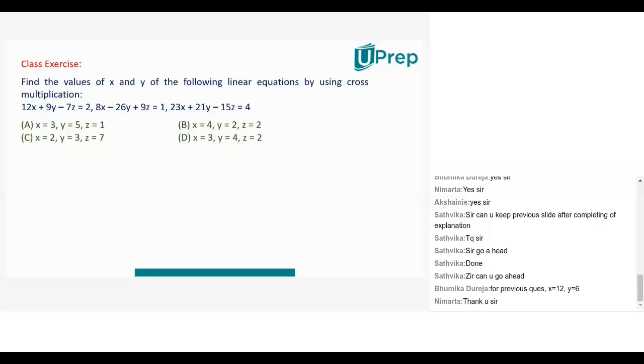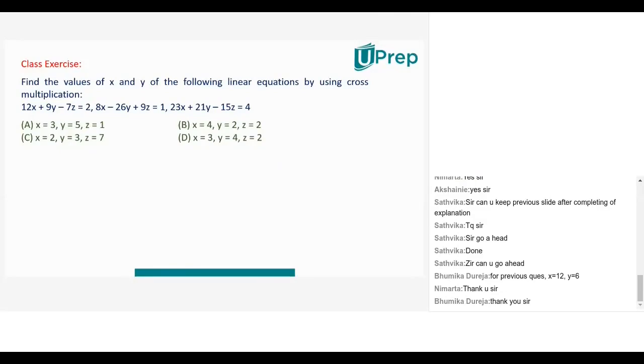You do elimination method. Now I'll tell you how to apply cross multiplication method in 3 variables. I'll share you a trick where you can easily solve this question using cross multiplication method. How to apply cross multiplication method in 3 variables, I'll discuss that in next class. So that's all for today.